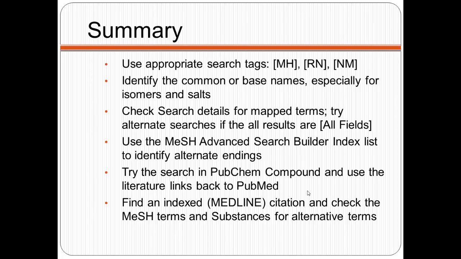Seek out the common names of drugs and chemicals. Check search details after every search to see how PubMed ran the search. Run a search in PubChem or using the MeSH Advanced Search Builder index list. And, of course, find that perfect article and check to see what terms the indexers applied. Happy searching!